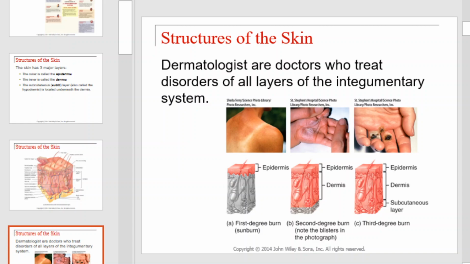Dermatologists are doctors who treat disorders of all the layers of the integumentary system. Here we can see a few maladies associated with each of those layers.